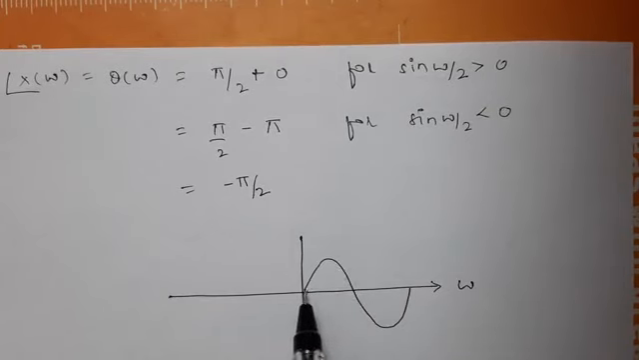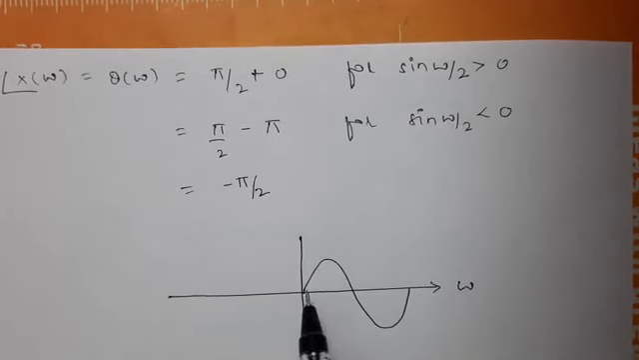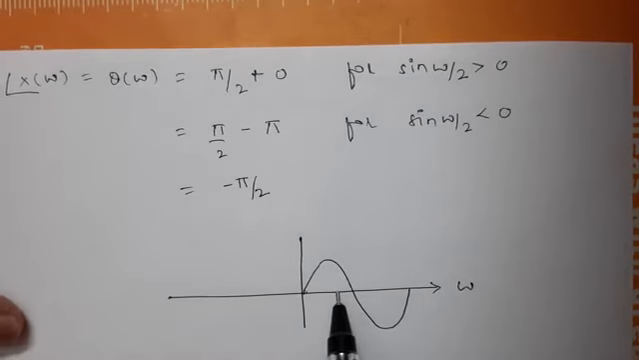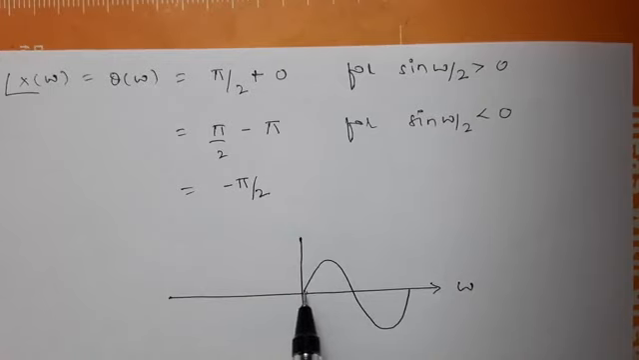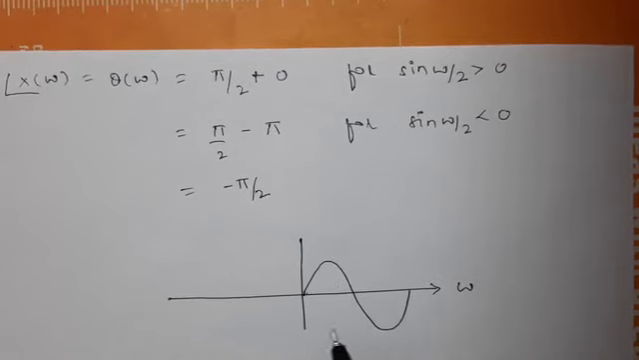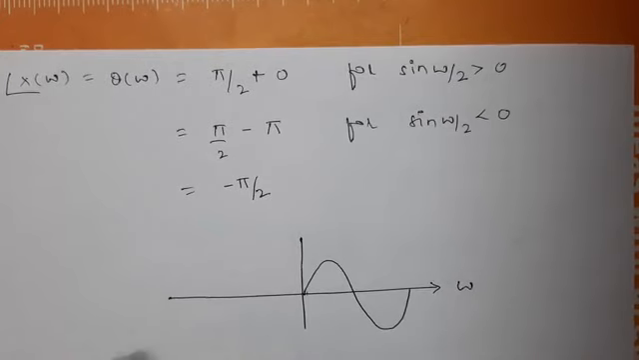So for example, consider a positive cycle. Your value is positive, and hence whenever you consider a positive cycle, sine of omega by 2 is greater than 0. The angle contributed by this, take any angle, 30 degrees, 50 degrees, anything, there is no phase lag or phase lead. It is the same.